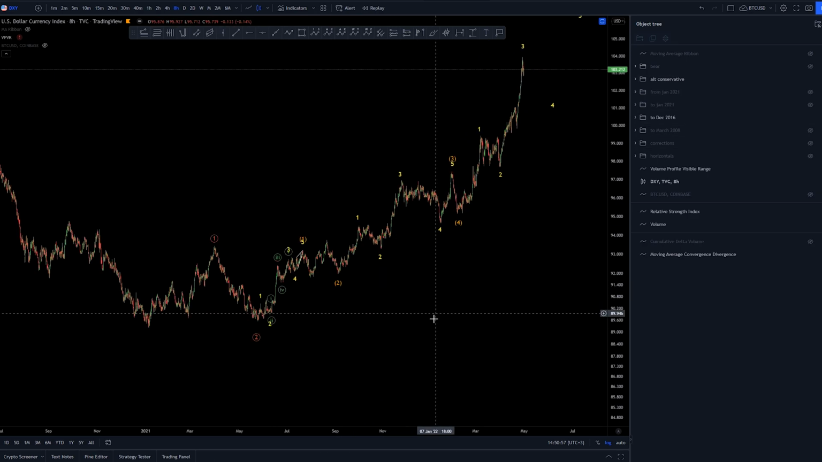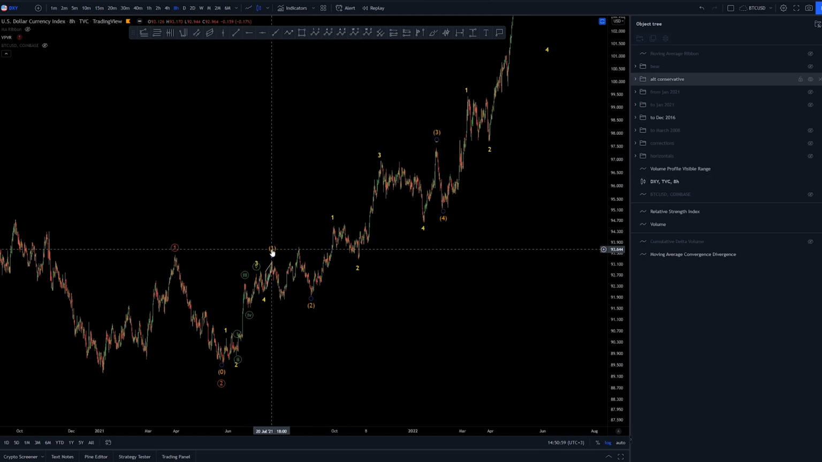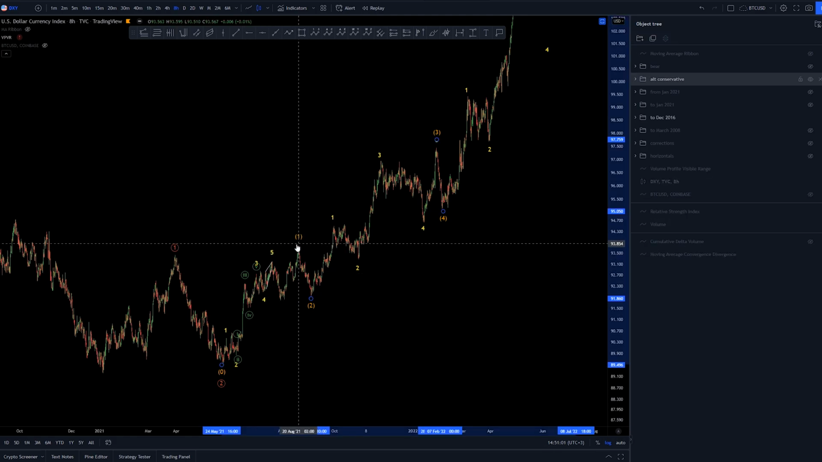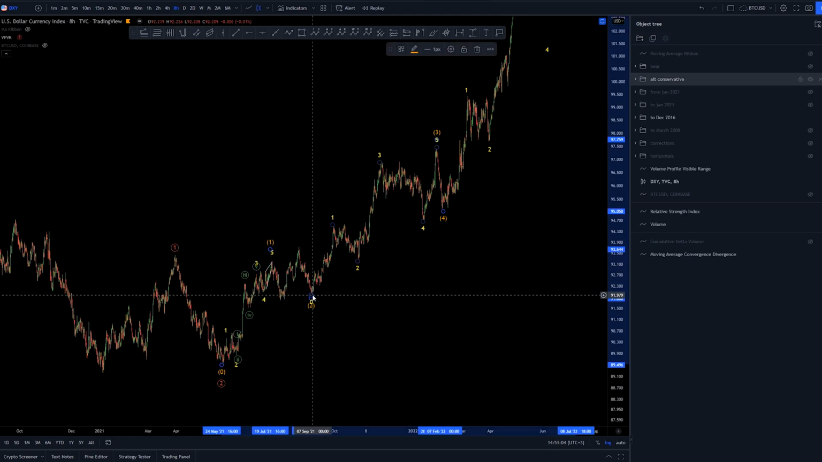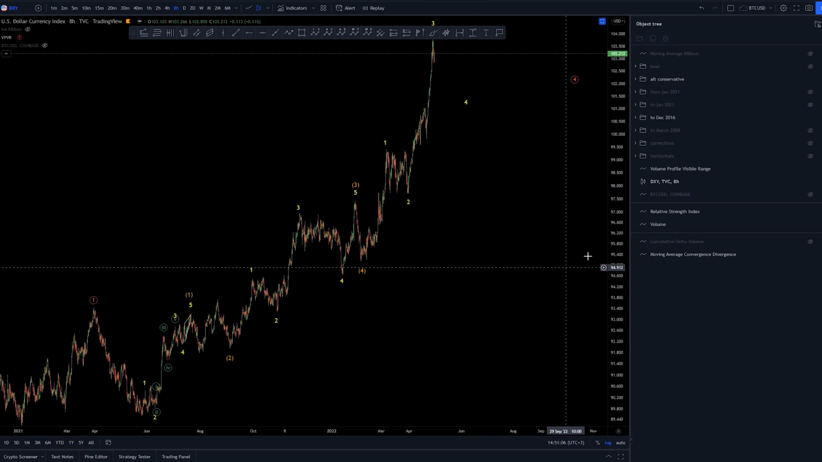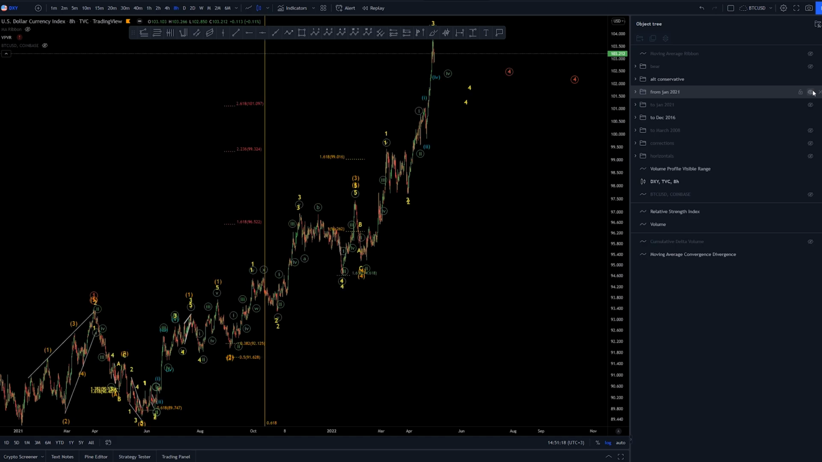Well, the one difference I can see is at the start, that wave 1, instead of being here, would be here, and this would be a flat. But does that help us? Not really. Don't seem to have too many issues here.